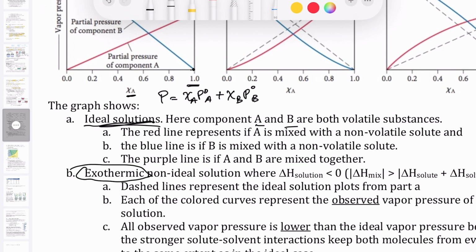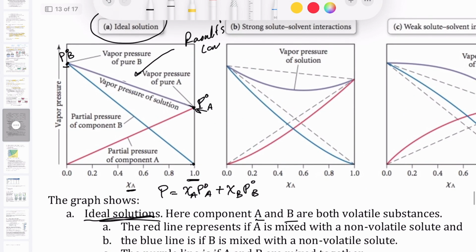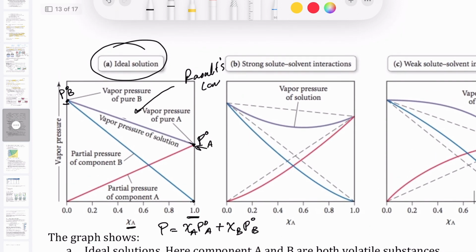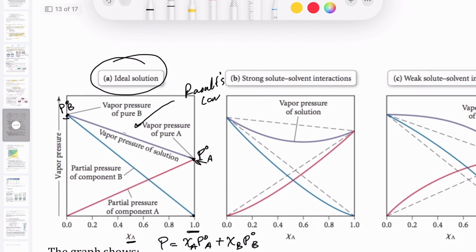So if you're having the exothermic type of deviation, the non-ideal solution that's exothermic, remember that means the strength of interaction in the mix, when solvent and solute are combined, is stronger. That pulls down the molecule, so it stays in the liquid state, so the vapor pressure is going to be lower. So here again, this dotted line corresponds to the ideal vapor pressure. So that's the ideal line. The actual vapor pressure is going to be lower, shown by that purple curve, right? So it's going to be less than the ideal vapor pressure.